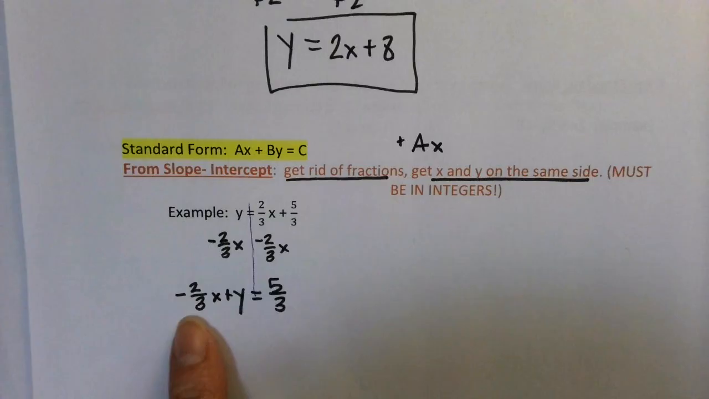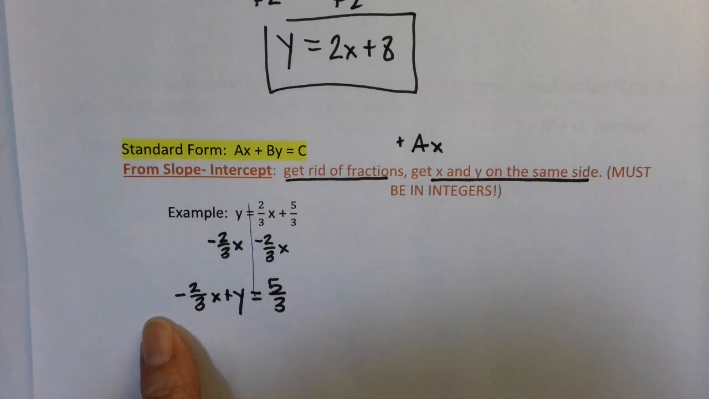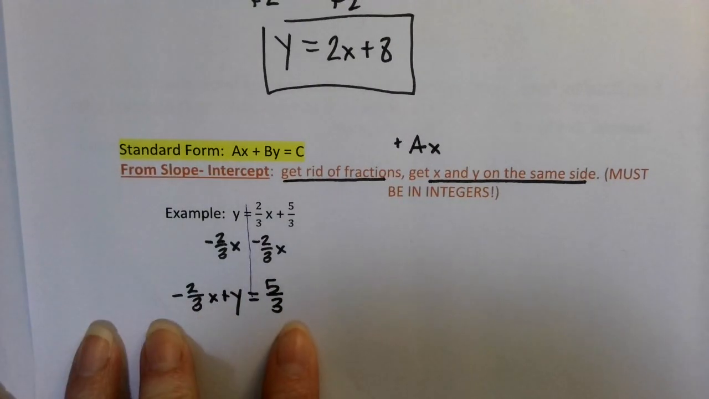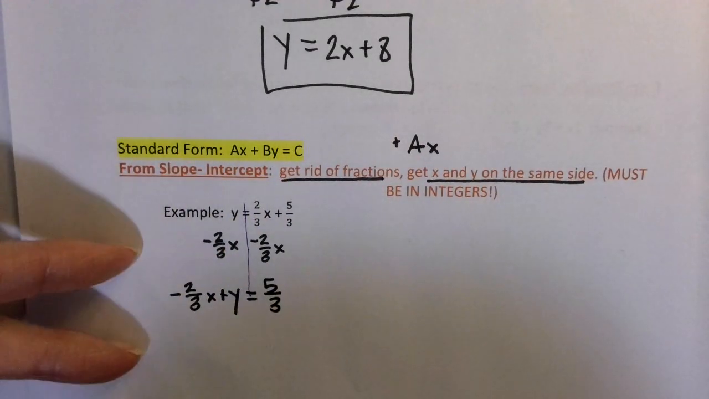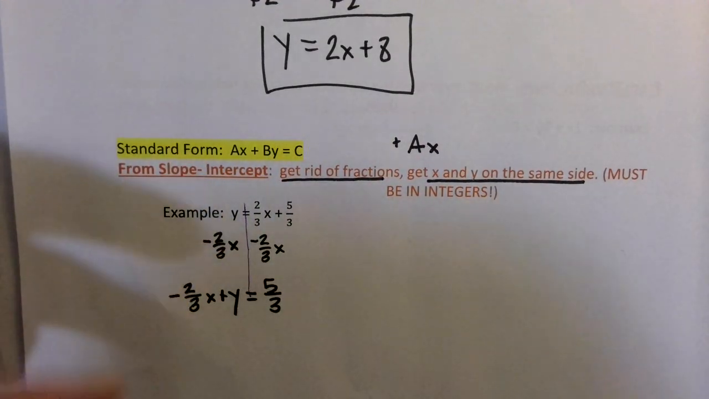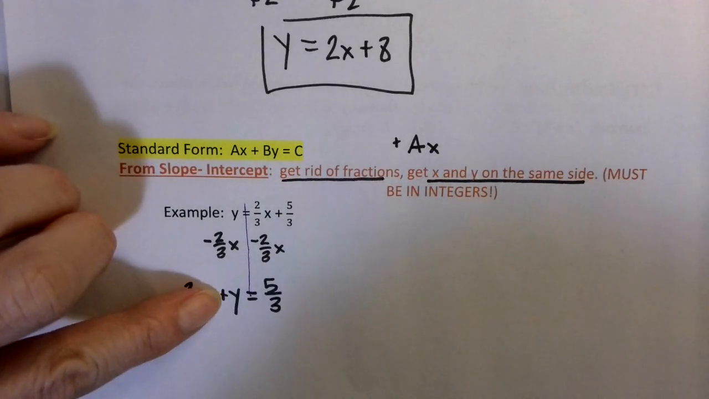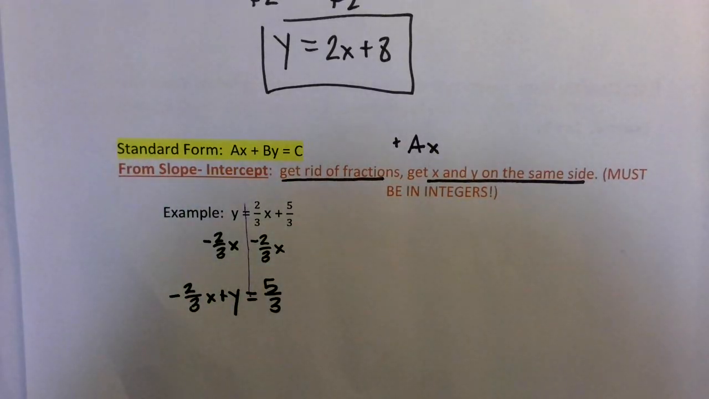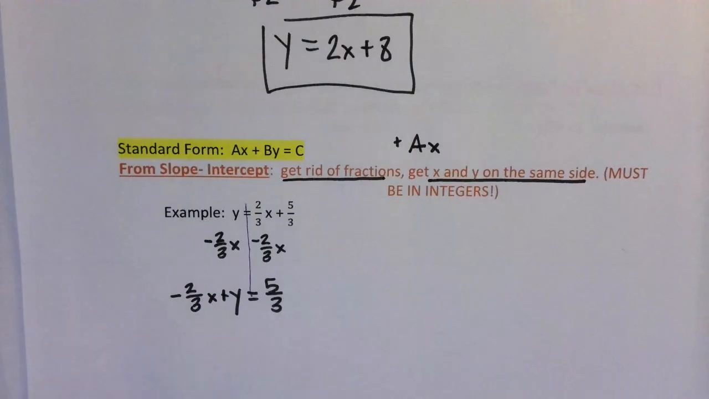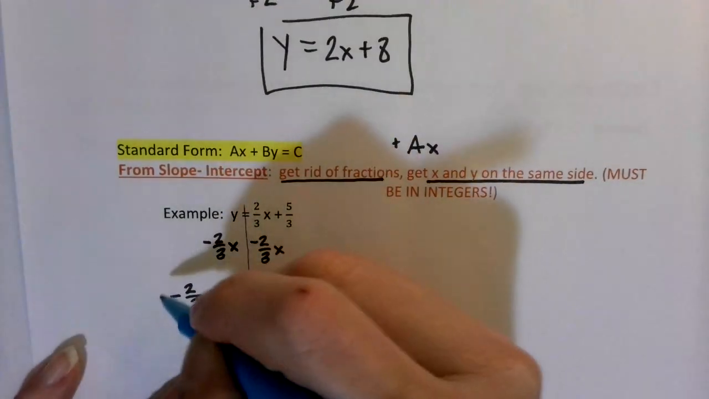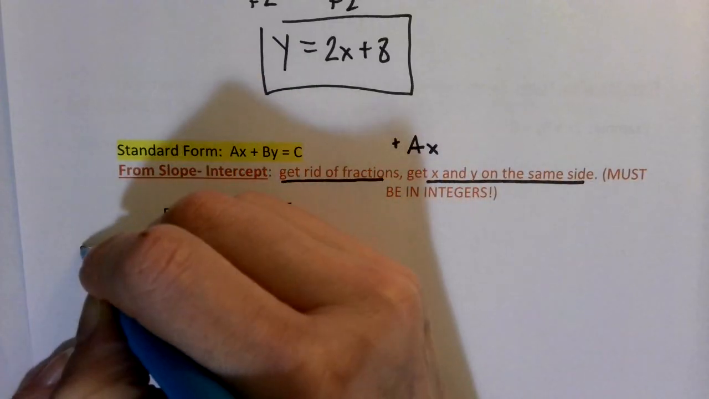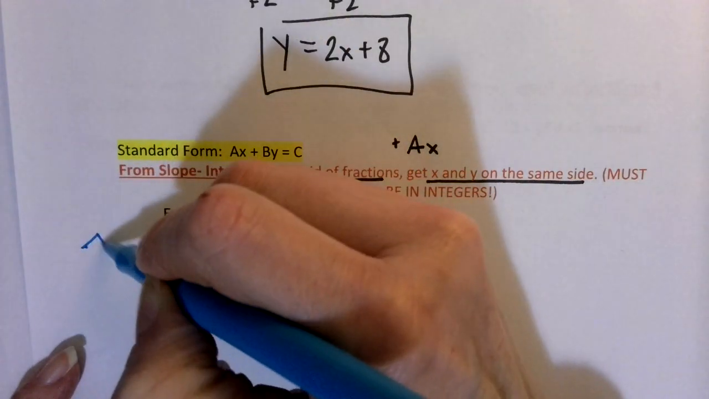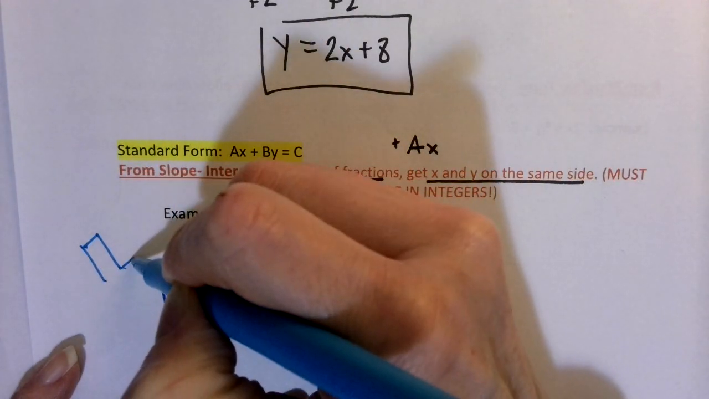Now I need to get rid of this denominator of 3, but I don't want to get rid of the whole fraction. If I wanted to get rid of 2/3, I'd multiply by 3 over 2. But multiplying by 3 over 2 would create a fraction here. That's not what I want. I just want the denominators gone. So you need to multiply by that denominator. Maybe make an arrow here and make that stand out to yourself.